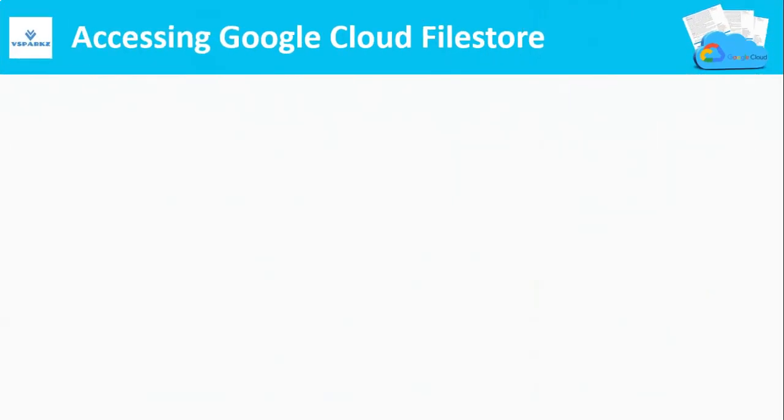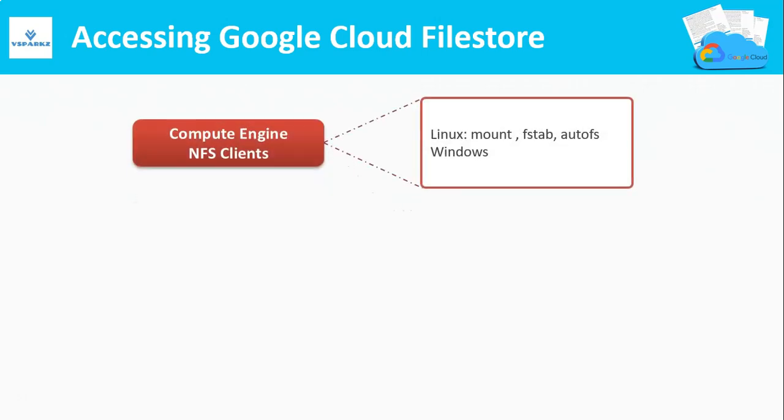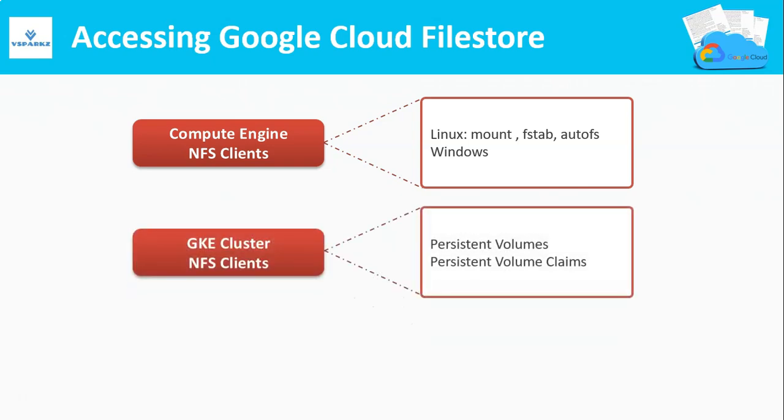Next is how to access Google Cloud Filestore. You can access Filestore from Compute Engine VMs, provided you mount the Filestore NFS file system in your Compute Engine VMs using NFS client utility tools. In the same way, you can access the Filestore NFS file system from GKE, that is Google Kubernetes Engine, by creating something called persistent volumes and persistent volume claims. GCE and GKE should be deployed in the same VPC as that of the Filestore instance VPC.